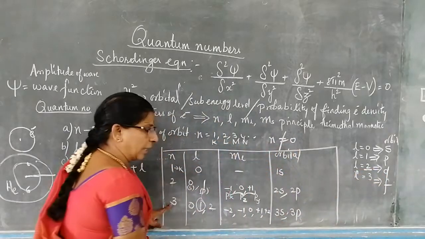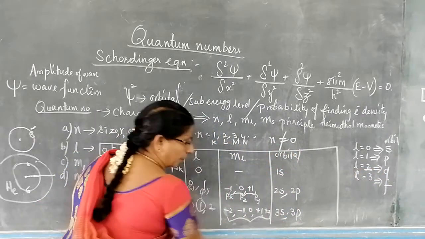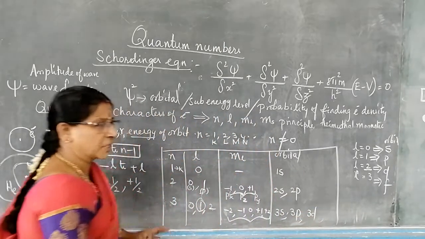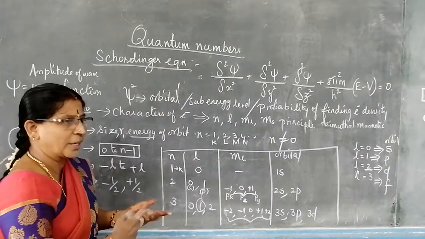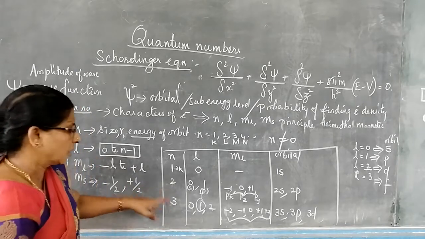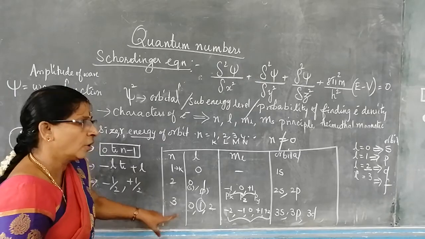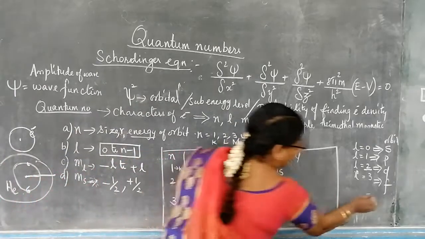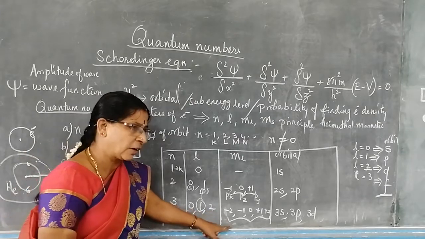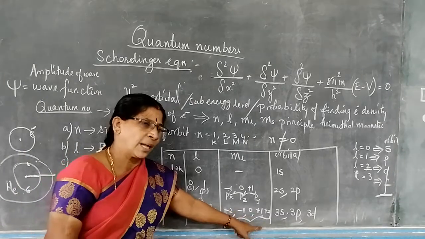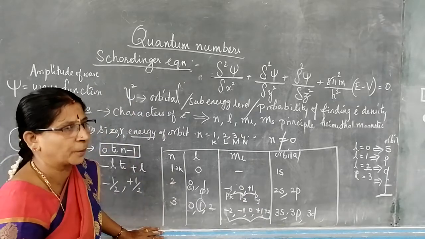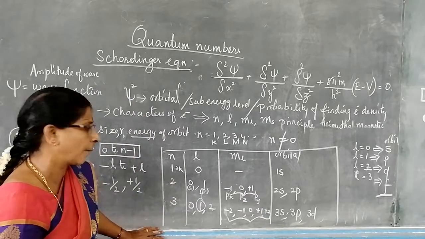Then it will denote d orbital. How many d orbitals are coming? 5 d orbitals. What are they? dxy, dyz, dzx, dx square minus y square, dz square. Likewise you can take it for n equal to 4. When you are writing 4, f orbital also will come. Then l will be 3, and minus 3 to plus 3 will come. That is 7 orbitals. f has 7 orbitals.